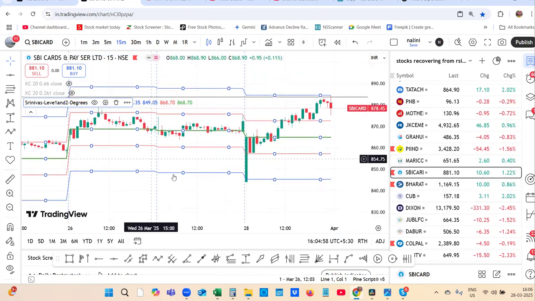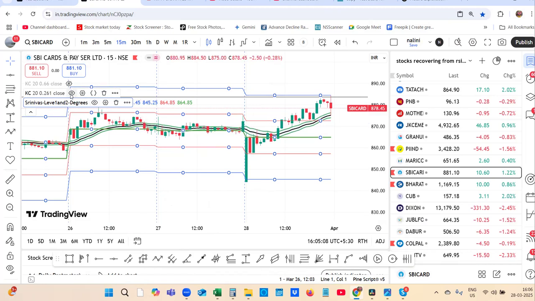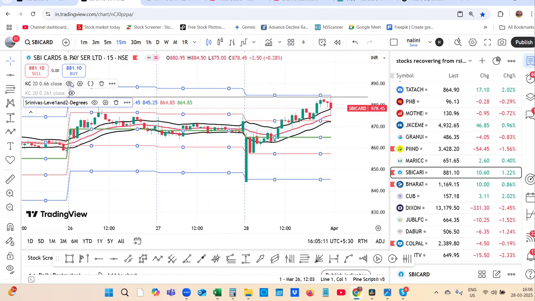Can you see? So beautifully, when it touched this 0.66, it has moved up. And if you enable the 0.261, that is far off, you can easily catch the trend. You could have held the trend. I held this position without any fail because it is taking support. And these are the major supports. They will act as a major support. When the price is above 857, you need not bother.